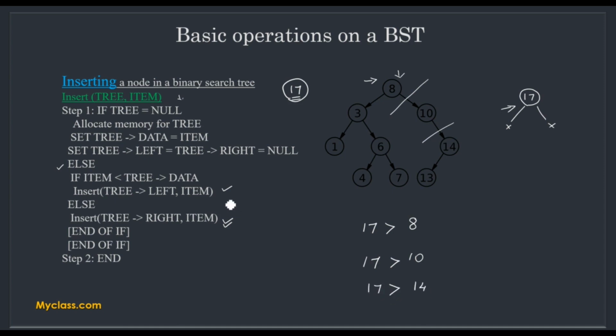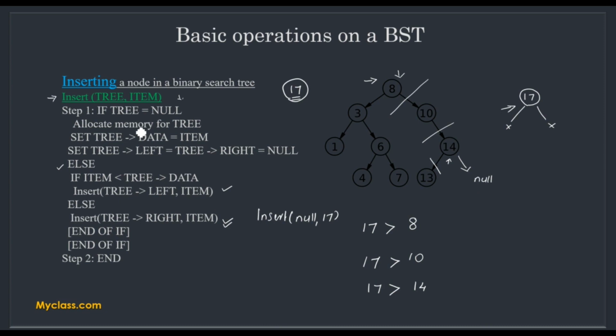Again it is greater, so the left part is not going to execute; the right part we are going to execute. So insert tree right. Now the tree is 14 and tree right is null. So now the insert call is like this: insert null, 17. So again we have reached here.